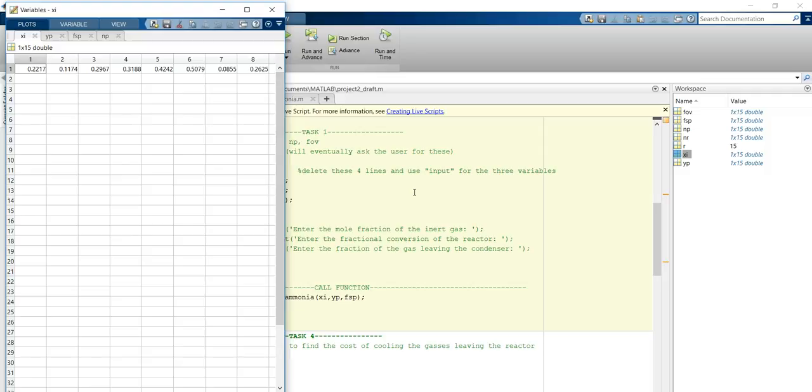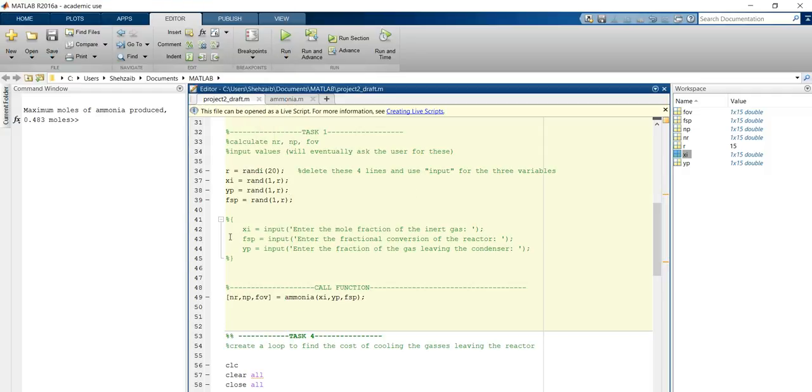For us, they're changing randomly, but when the user will run this, I will delete these random vectors and I will make the user enter the values. So let's say, I can do that on the video if you like. Say if we do this, and we cancel that. Before we enter, I will do that.